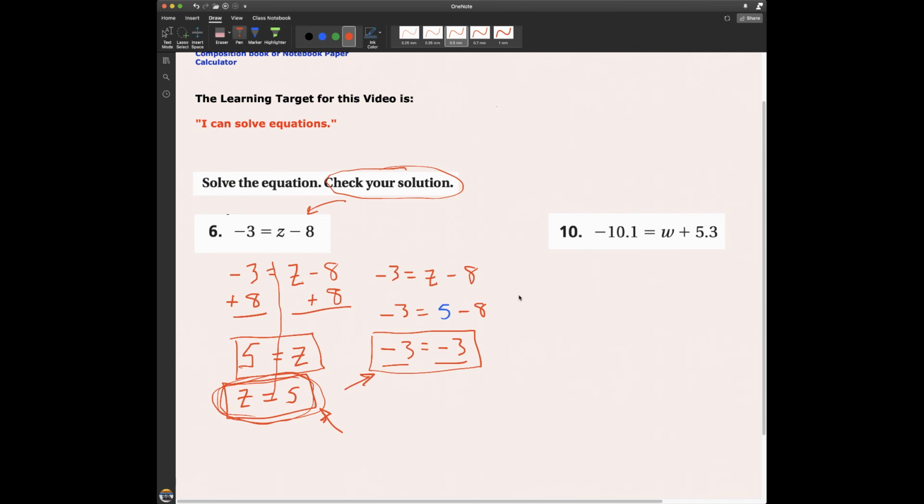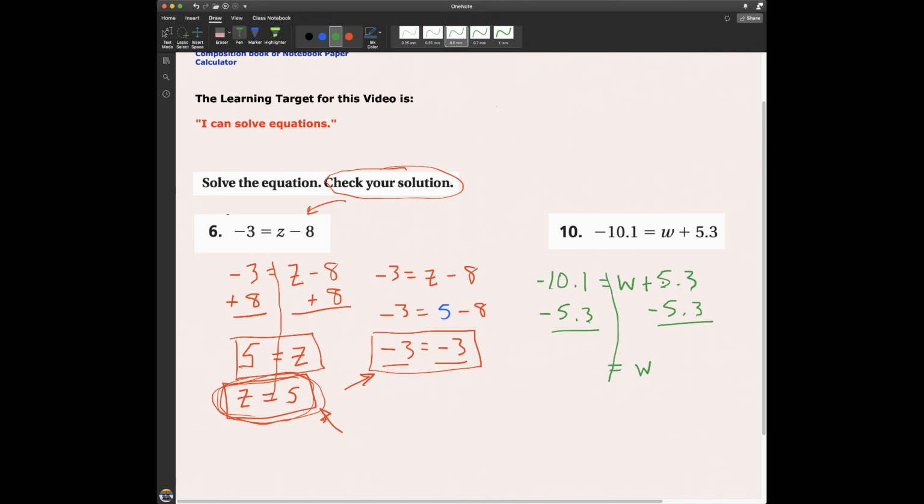All right, let's look at problem number 10. So I start off by writing the problem down. Negative 10.1 equals W plus 5.3. Draw my line here. I want to get W by itself, so I'm adding 5.3. I need to subtract 5.3 from this side. The subtraction property of equality says if I subtract something from one side of an equation, I have to do it to the other side, or the equation is not equal.